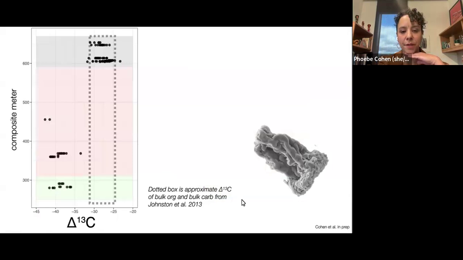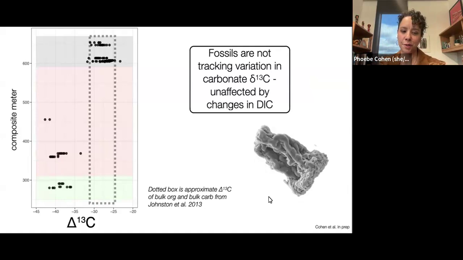This dotted box is the approximate cap delta 13C of bulk organic and bulk carb from Dave's paper, so the offset there, which is also really interesting to me because it seems like the Ol is showing consistent offset, whereas the Taishir, the fossils are recording a different offset than the bulk. Unfortunately, we don't have our own bulk organic data yet to compare to, which is obviously something that we're working on. But the fossils are staying the same, and it's the carbonate that's moving, which is something that we're still trying to think about and understand. So we're going to be running our own bulk.